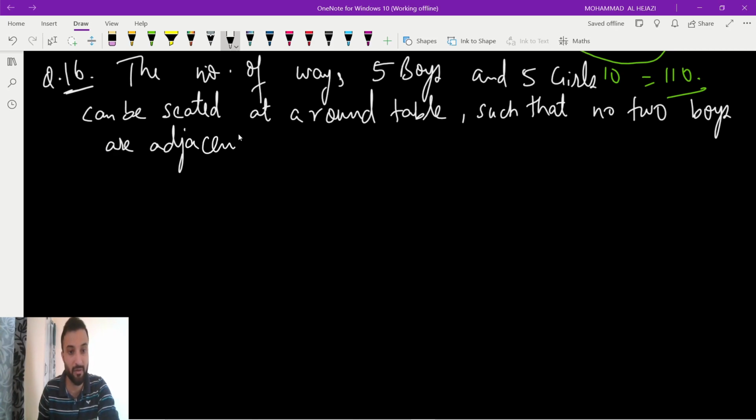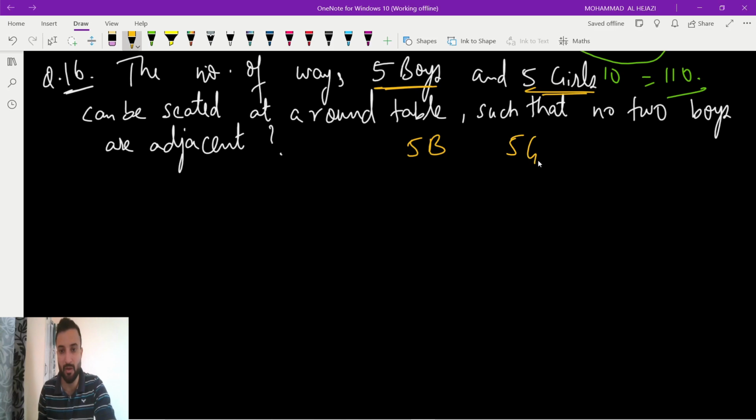So adjacent means what, guys? Adjacent means just beside you. So the condition is, find the number of ways in which 5 boys and 5 girls can be seated around a table. A round table means circular permutation. We have a condition like no 2 boys are adjacent.